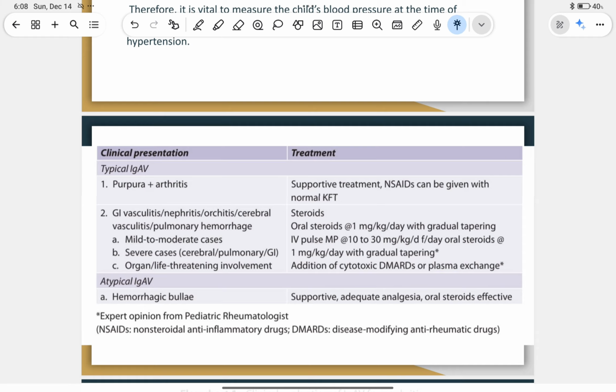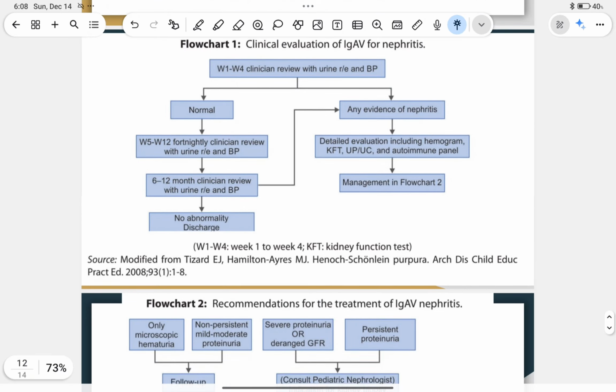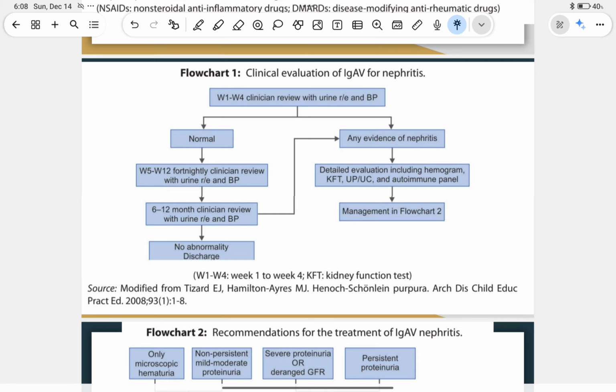Next, in organ threatening or life threatening conditions, we can go for IVIG or plasma exchange. What is IVIG? Intravenous immunoglobulin. Or plasma exchange, which you will do in life threatening conditions. And one important thing: for hemorrhagic bullae, nothing to do, you just wait. Whatever you are doing is enough, it will subside by itself. There is no specific treatment for hemorrhagic bullae. Even the same steroid dose, oral steroids 1 mg per kg per day, is enough for the hemorrhagic bullae also. We will clinically evaluate the child with IgA nephritis.